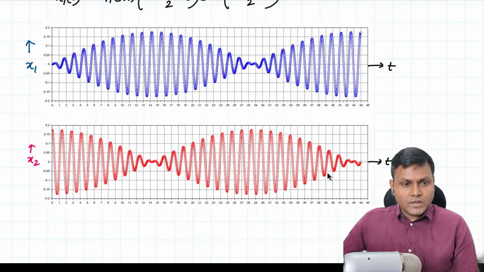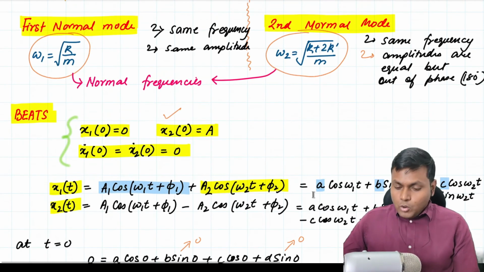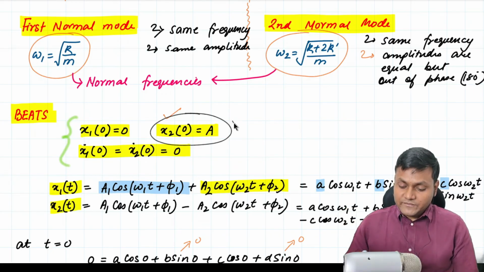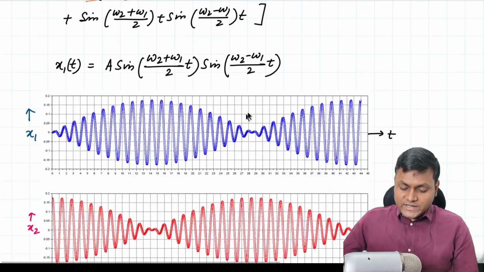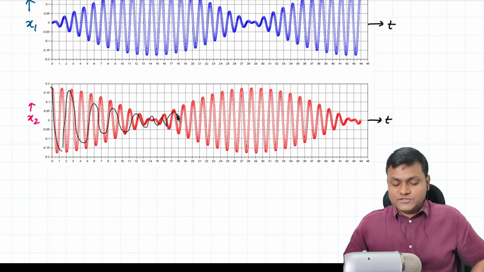Let us first look at x2. If you look at the initial conditions, we only provided some displacement to x2. We did not give any displacement to x1. We did not give any velocities to x1 and x2 at time t equal to 0. We only gave some initial displacement to x2. And because of that, you can clearly see that x2 starts oscillating, but as it oscillates, its amplitude of oscillation decreases.